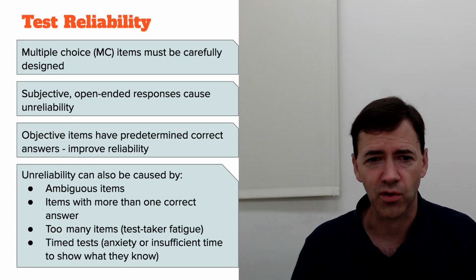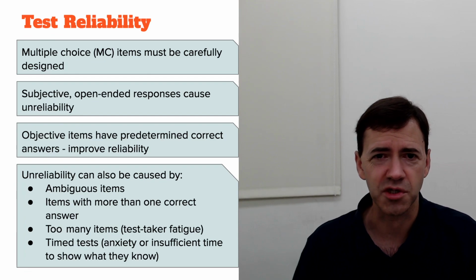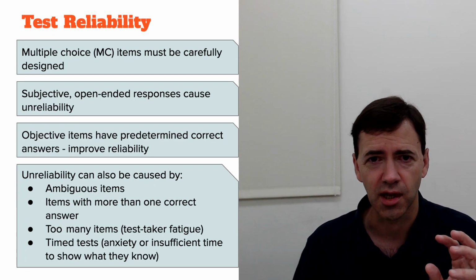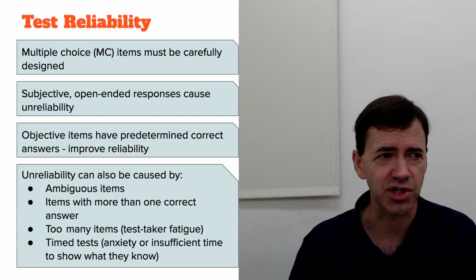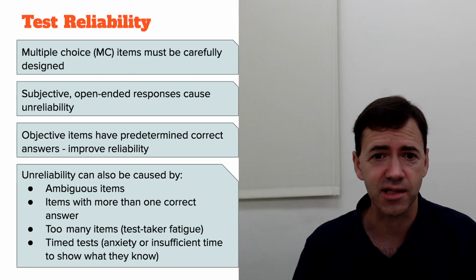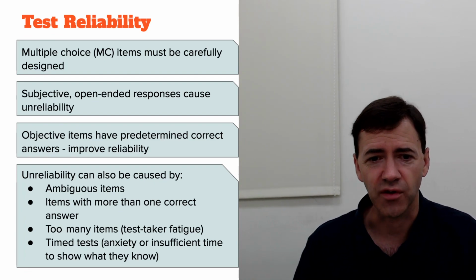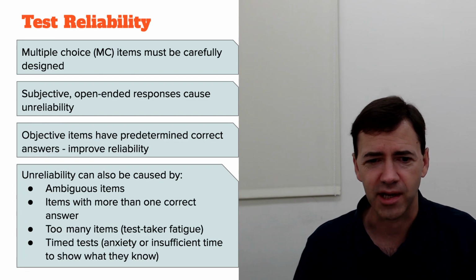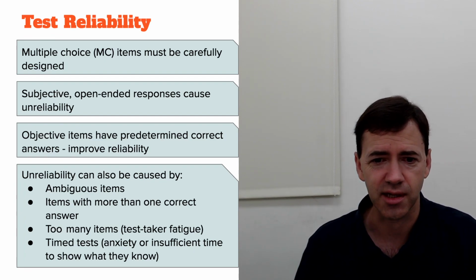As I mentioned before, subjective open-ended responses cause unreliability because you are giving your own personal opinion. And I mentioned it in the last slide about how our own opinions can affect the way we give scores. So if you have objective items which have a predetermined correct answer, this can improve reliability, but it can also cause the test to be a little bit less authentic.